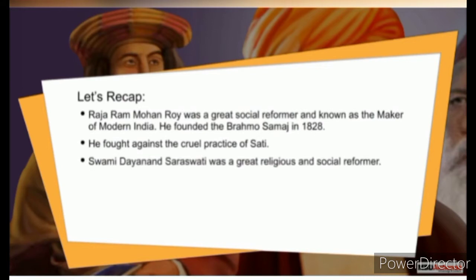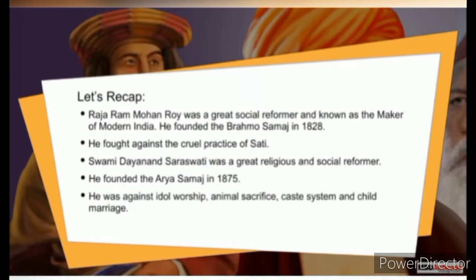Swami Dayanand Saraswati was a great religious and social reformer. He founded the Arya Samaj in 1875. He was against idol worship, animal sacrifice, caste system, and child marriage. His followers opened the Dayanand Anglo-Vedic or DAV schools.